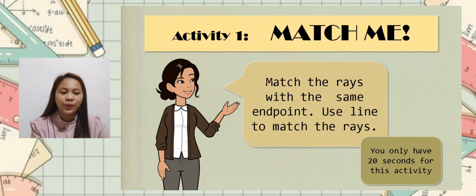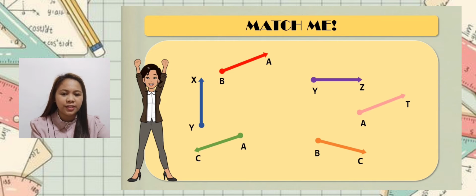Before we proceed with our discussion, let us have first a simple game, which is called Match Me. Match the rays with the same endpoint. Use a line to match the rays. You only have 20 seconds for this activity. Are you ready? As you can see, we have different rays on your screen. You will look for the same endpoint and match them using a line. Your time starts now.